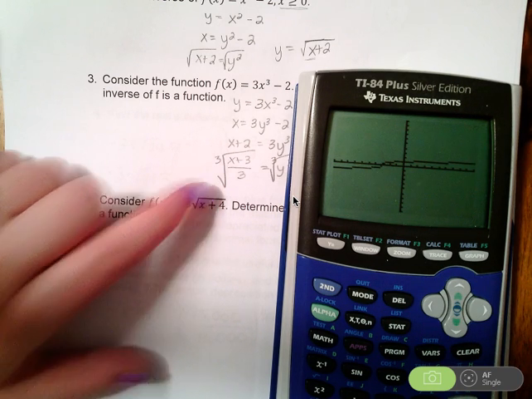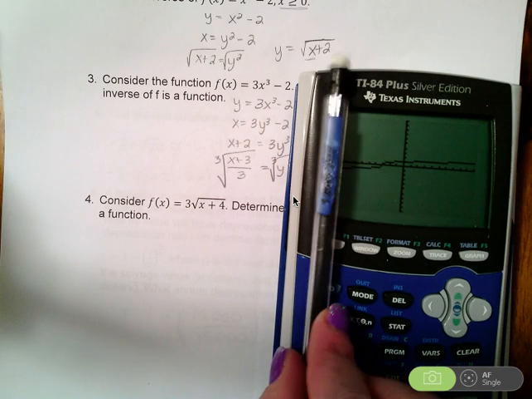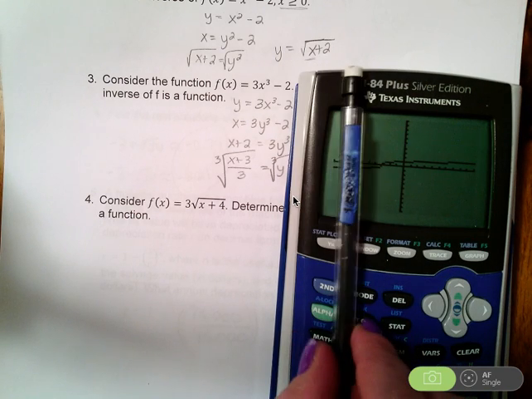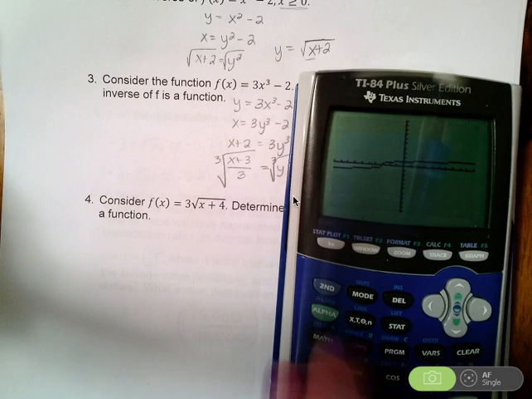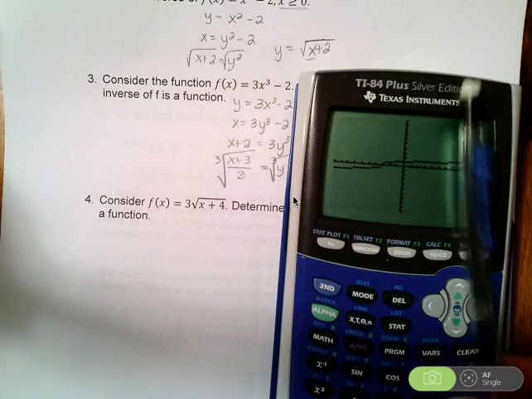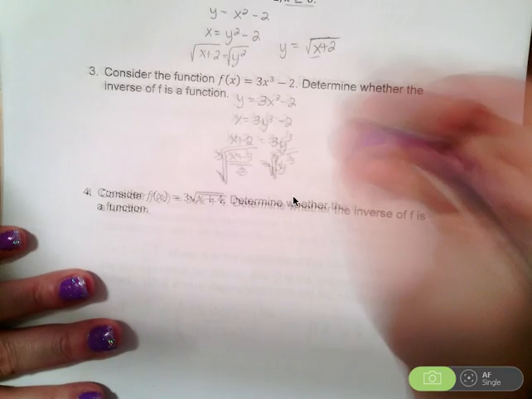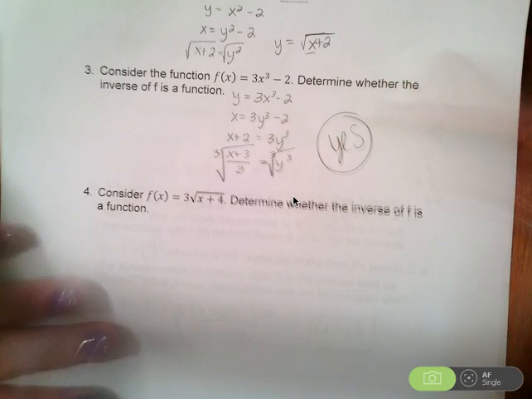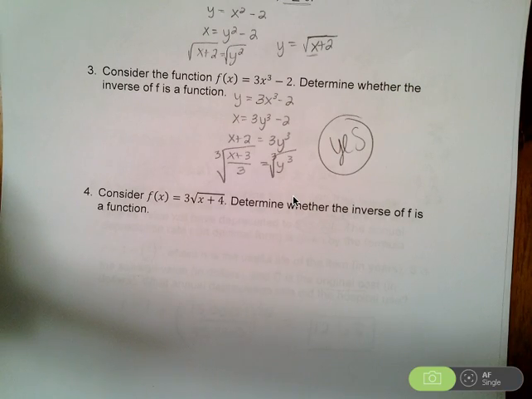And remember the horizontal line test. Or sorry, not the horizontal line test. I'm losing my mind. The vertical line test. If you can draw your pencil and it only crosses your function once the whole way over, then yes, this is a function. Woohoo. Good to go. Fantastic.